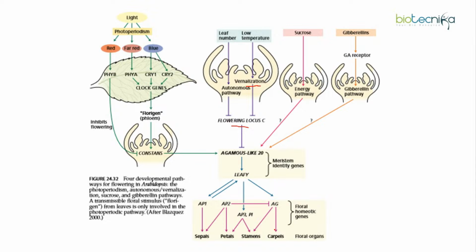So mainly this pathway is showing you the different ways by which agamous like 20 is triggered. So there is light. Through light, there is photoperiodism. Okay.